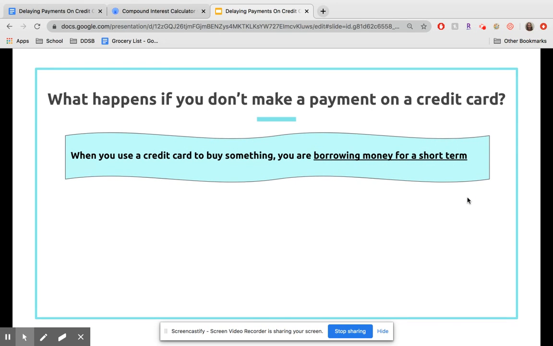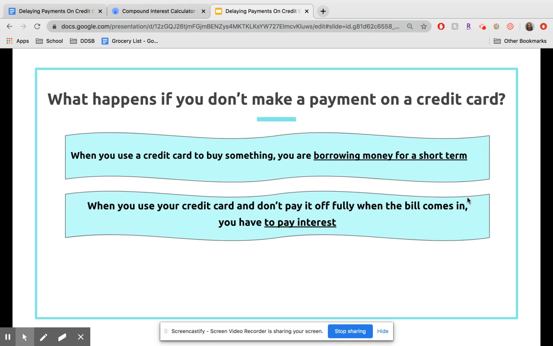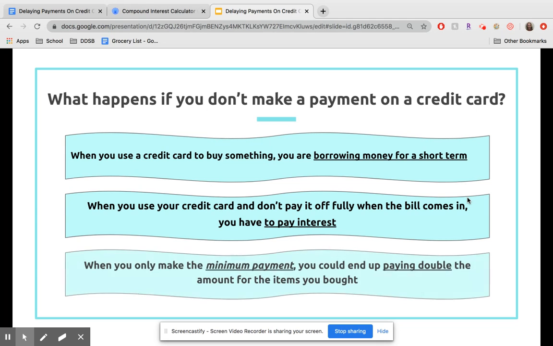When you use a credit card to buy something, you're borrowing money for a short term. When you use your credit card and you don't pay it off fully when the bill comes in, you have to pay interest. So let's say your bill was $200. If you do not pay that full $200, then you're going to be paying interest on what you did not pay off. When you only make the minimum payment, you could end up paying double the amount for the items you bought.